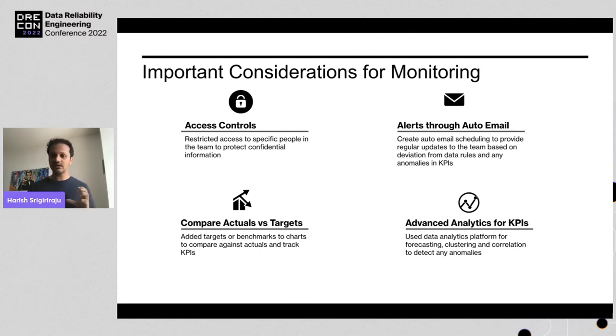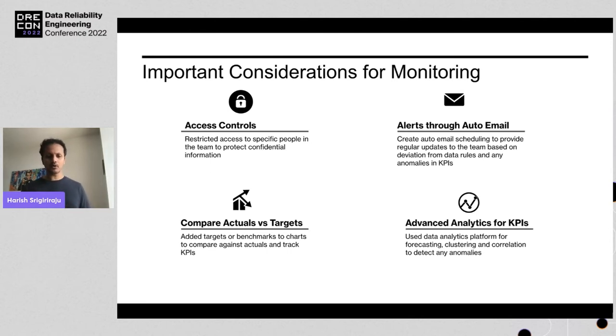You'll have to clearly schedule, let's say, emails or other reports which can quickly identify any kind of deviation from underlying data rules or any kind of anomalies in KPIs as well. It's not just underlying data. Sometimes you would want to see a metric that shows anomalies, and you would want to understand what is happening. Is it a product issue? Is it a customer issue? Or is it fundamentally underlying data that is causing this issue?